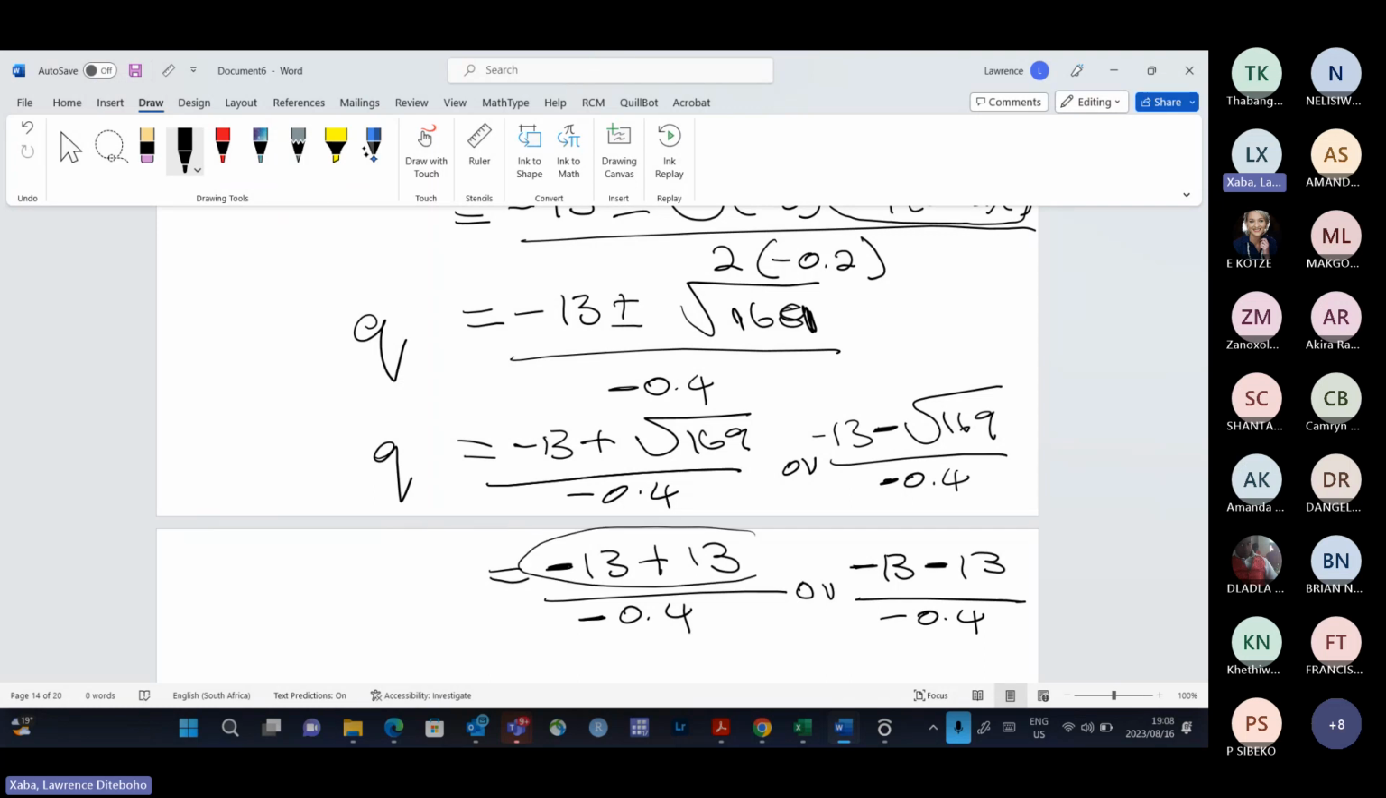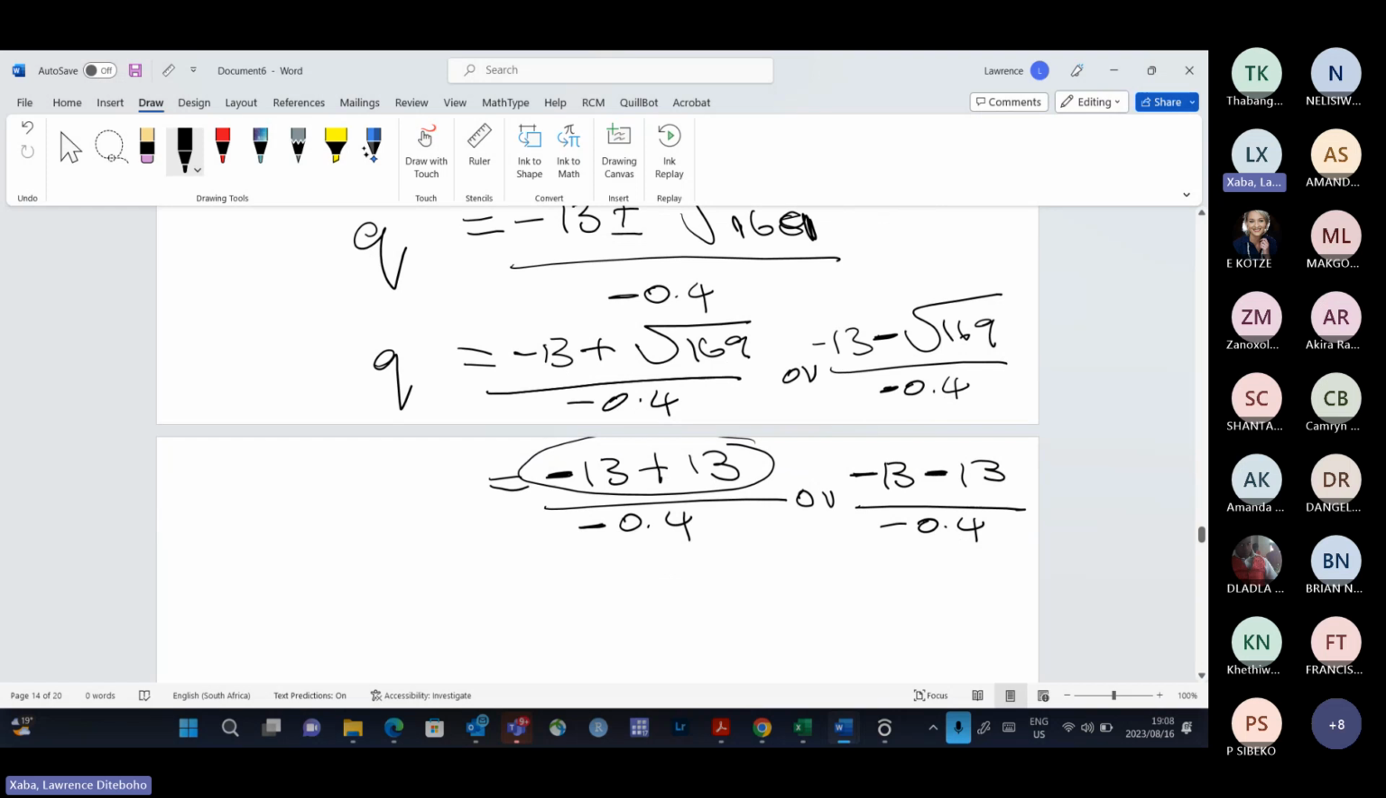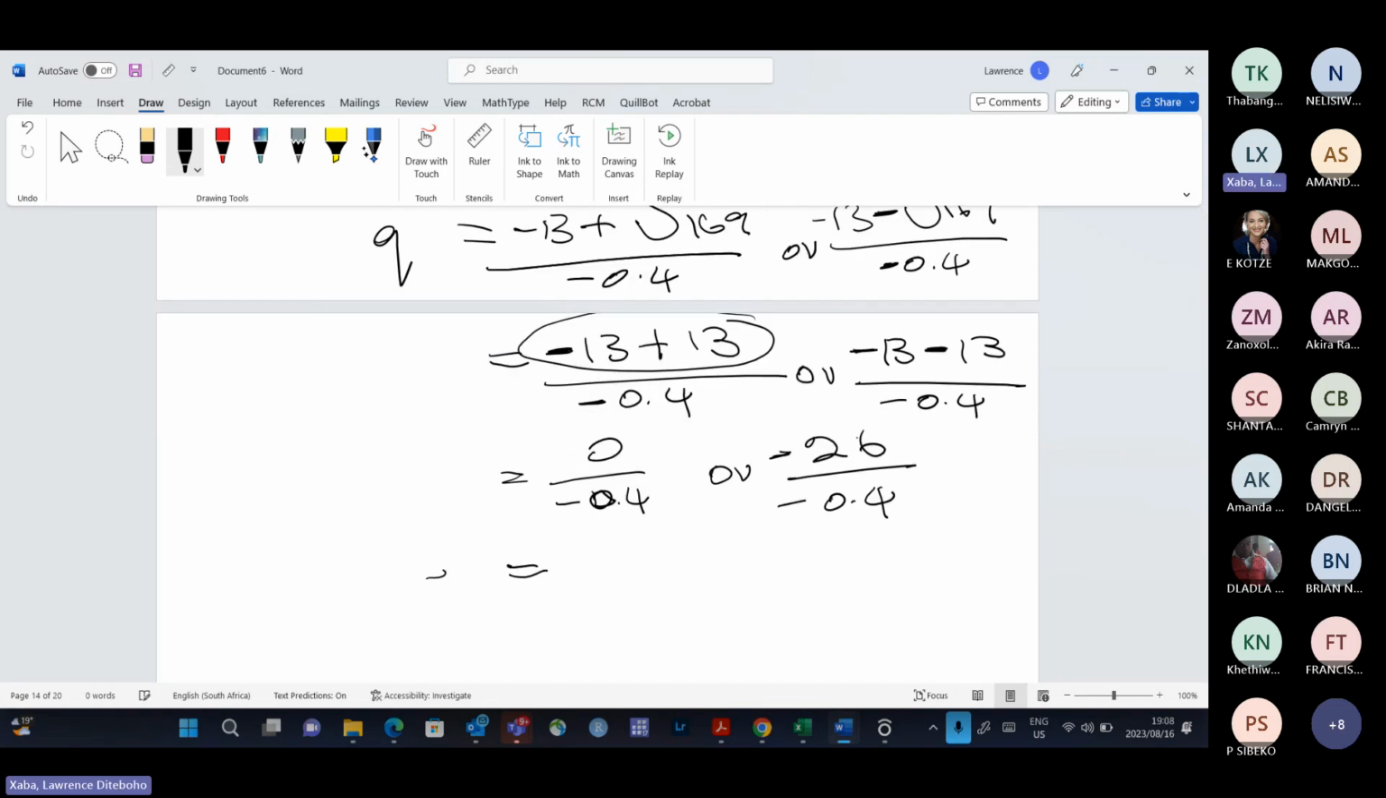So if you look at our numerator, already we get 0 there. You see that? This side we have negative 26 divided by negative 0.4. So here you can see for Q, we have 0. And then we have 26 divided by 0.4, which gives 65.